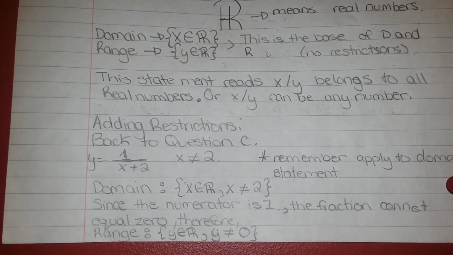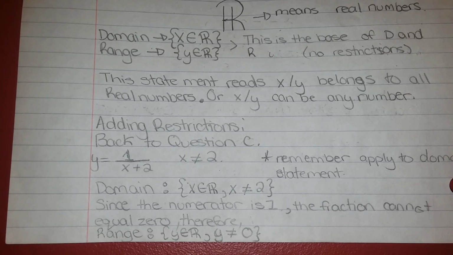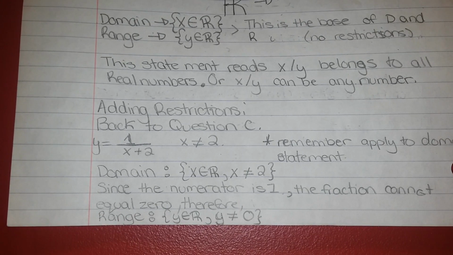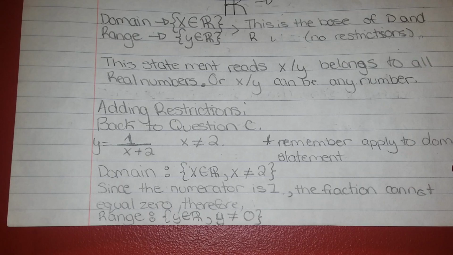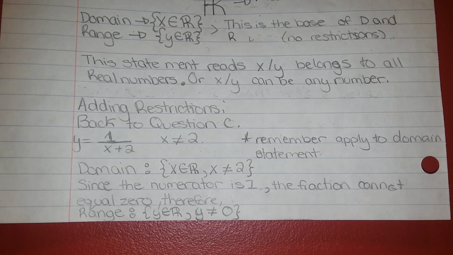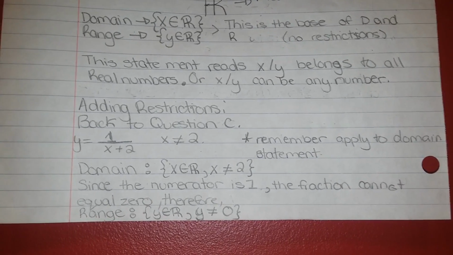Back to our question. We have 1 over x plus 2, and we know that x cannot equal -2. So now we need to add this x cannot equal -2 to our domain statement. So in our domain statement, we have x belongs to all real numbers, however x cannot equal -2. Since the numerator is 1, the fraction cannot equal 0. Therefore, range is y belongs to all real numbers, but y cannot equal 0.